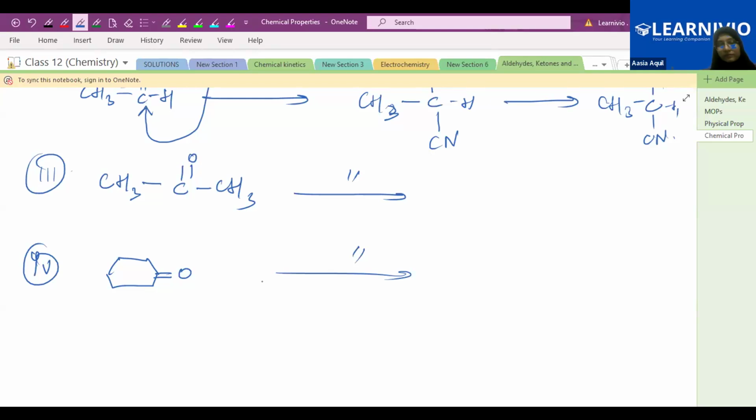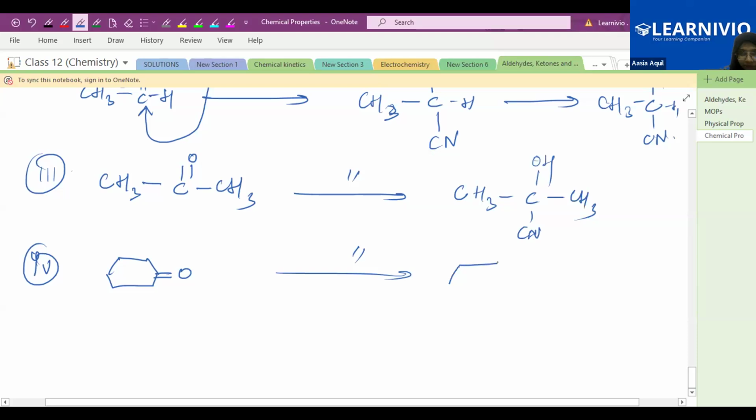And Aisha, tell me the answer. So the first one is CH3C, OH, CN, and CH3. And the second one? Ma'am, I'm not sure about the second one. Follow the same placement of CN. See, what I said, you have to place the OH and the CN on the same carbon. This is the carbon, right? You have to break this bond and attach OH and CN to the same carbon. So what will be the product?